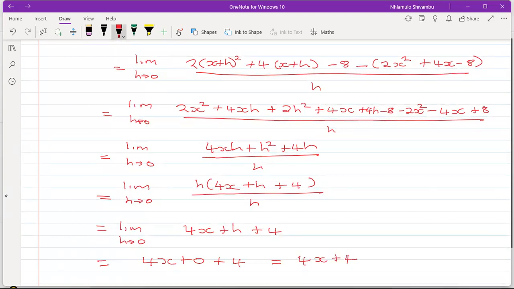So this will be the f prime x. The f prime x, or the first derivative of f of x, will be given by 4x plus 4. And then you'll be able to verify and confirm your answer when we have done the power rule. For the power rule, stay tuned for the next video.